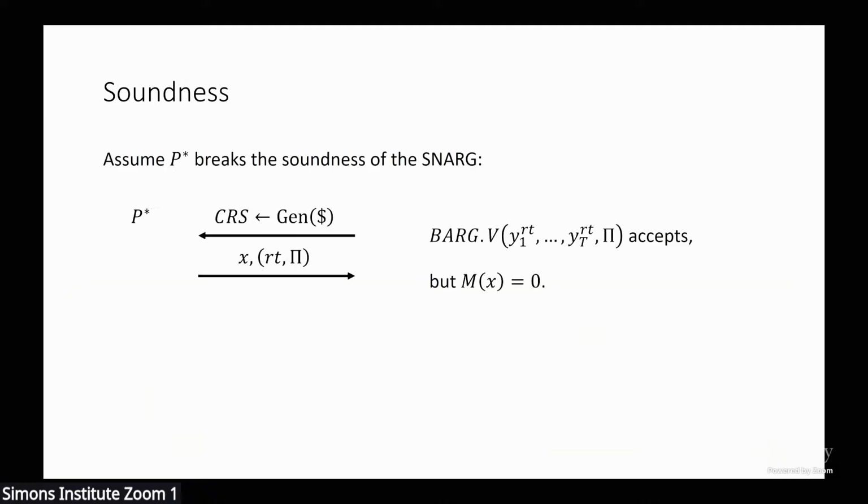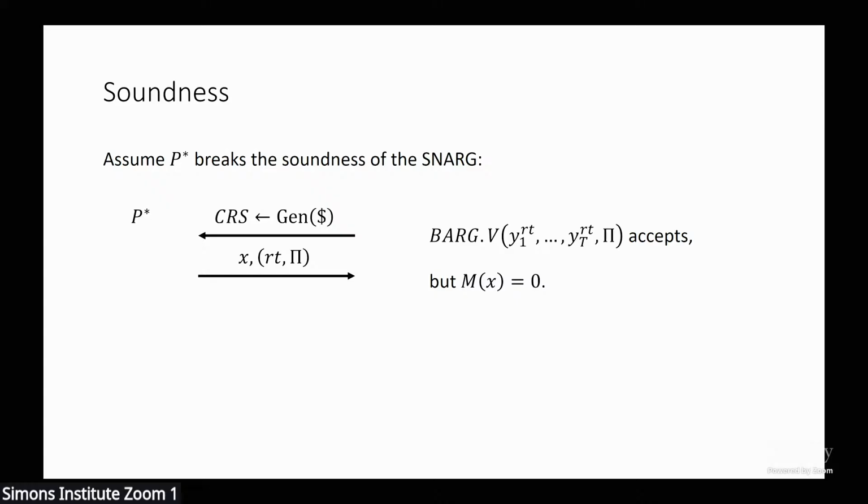So soundness. Let's say that there is some cheating prover that breaks the soundness of this SNARG. So we give it a CRS. This is just the CRS for the BARG. And it gives us some input X and a proof that consists of a root and a BARG proof. And we know that the adversary is winning because the BARG proof is accepting, but the machine is rejecting, M of X is rejecting. And let's say that this is happening with probability 1, just for simplicity.